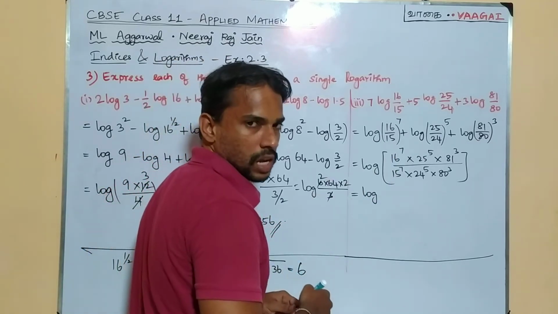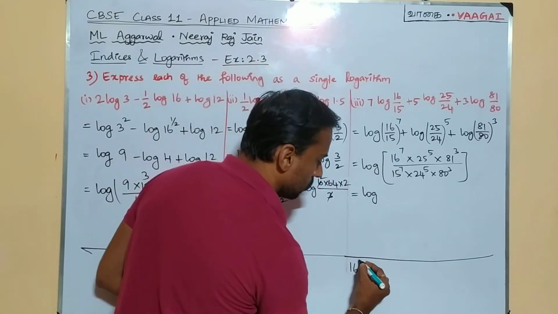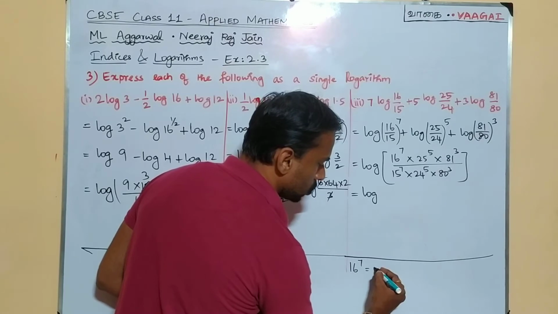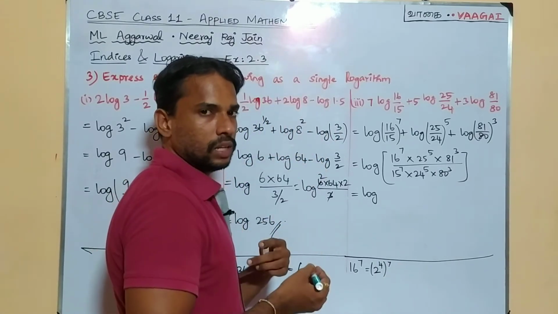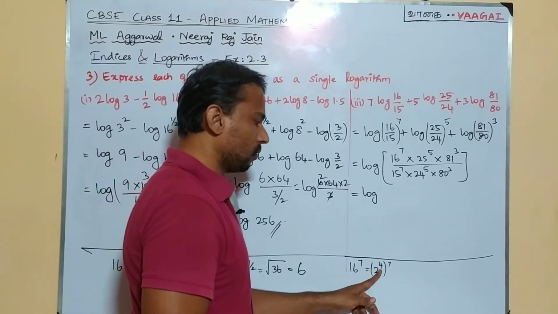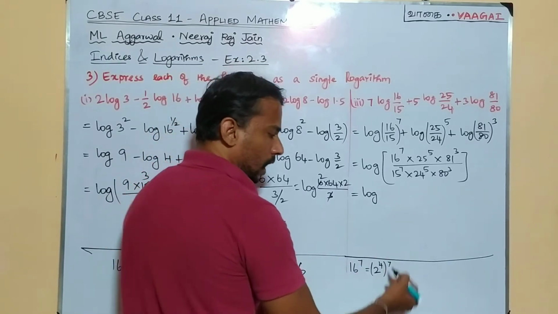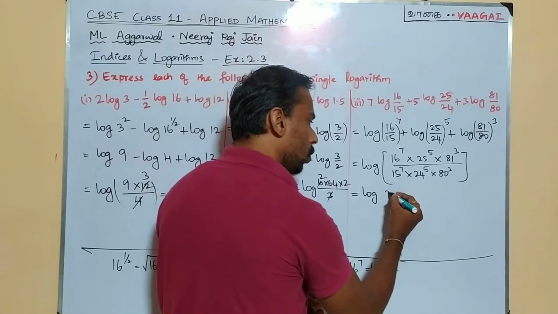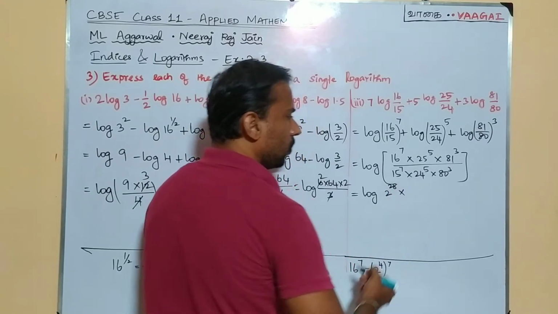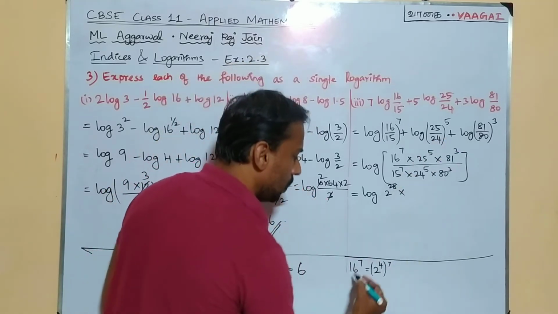Start from 16 power 7. What about 16 power 7? This can be written as 2 power 4 the whole power 7, like how we did there. So 2 power 4 whole power 7 will simply become 2 power 28. So 2 power 28 into, what about 25 power 5?